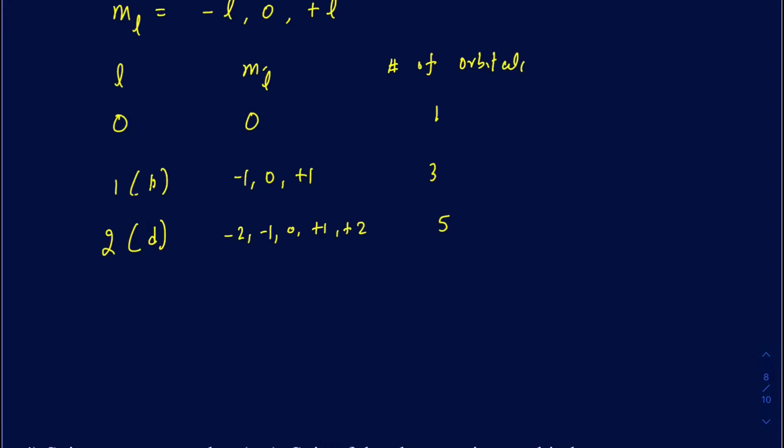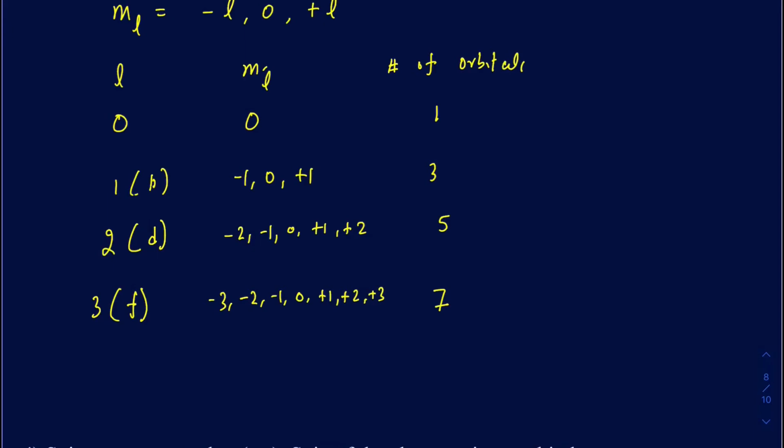And then the next one you have to worry about is when the L value is 3, which means you're in the f subshell. When you're in the f subshell, it's going to be minus 3, minus 2, minus 1, 0, plus 1, plus 2, plus 3. So you actually have 7 orbitals in there. So the way it goes up, it goes by 1, 3, 5, 7, the number of orbitals in the particular subshells.